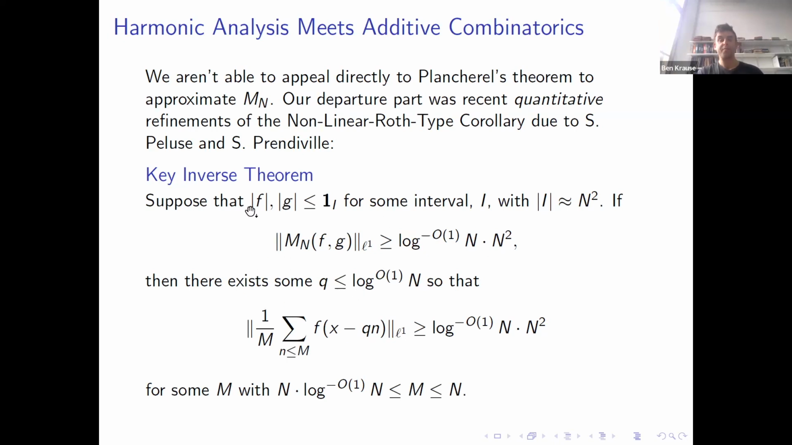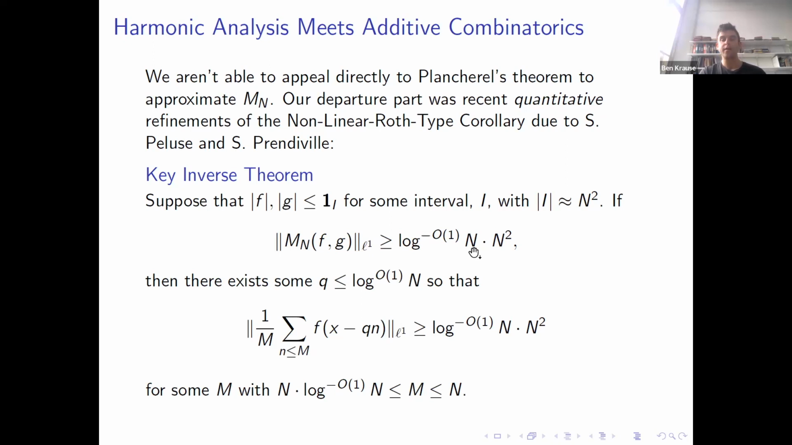So I'll explain the statement. Suppose that f and g are sub-indicator functions. They live underneath an interval of length n squared. So the greatest possible value that M_n(f,g) could obtain is itself n squared. If f and g are constant, for instance, M_n(f,g) will have L1 norm like n squared. So what Sarah and Sean did is as follows. They said, suppose that you're not n squared, but you're logarithmically close to n squared. Well, the conclusion is that your functions must have a lot of additive structure, in that if you average f over a coset mod q, where q isn't too big, then the resulting function still has large size.